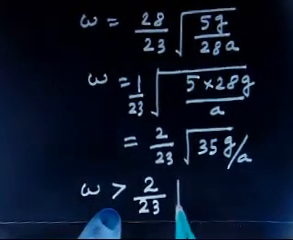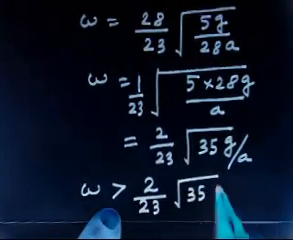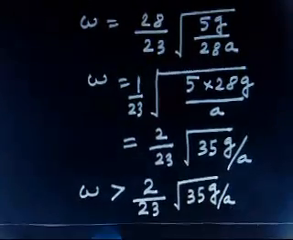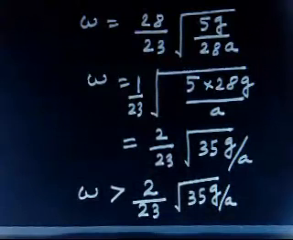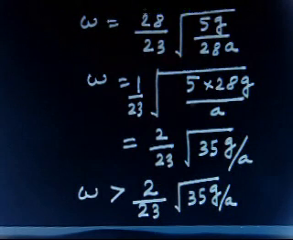So 23 under root 35 g by a. If omega is greater than this value, it can surmount the step, because I have assumed that after the surmounting, the final kinetic energy, the final velocity, is 0. If omega is less than this value, it cannot surmount. If it is greater than this value, the sphere can surmount, and after surmounting, it will keep moving. It will keep rolling with some velocity.